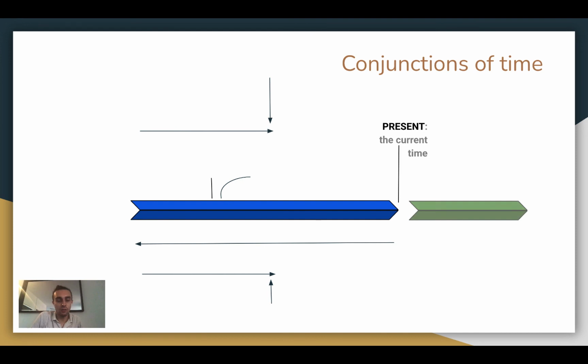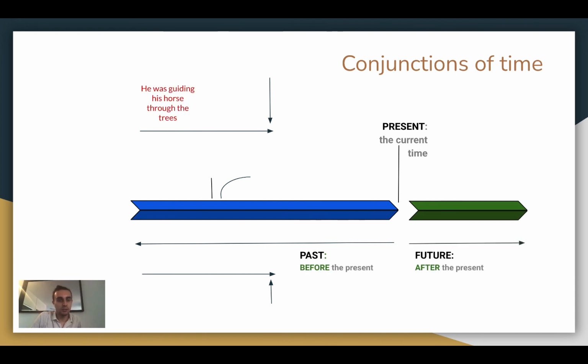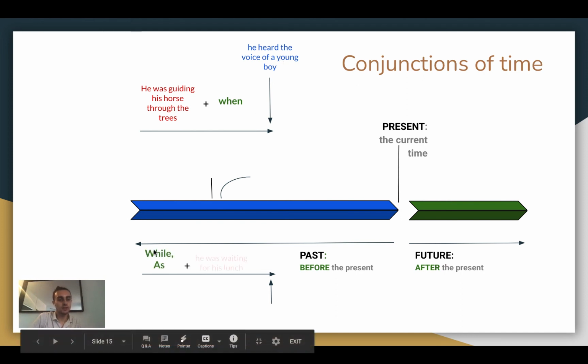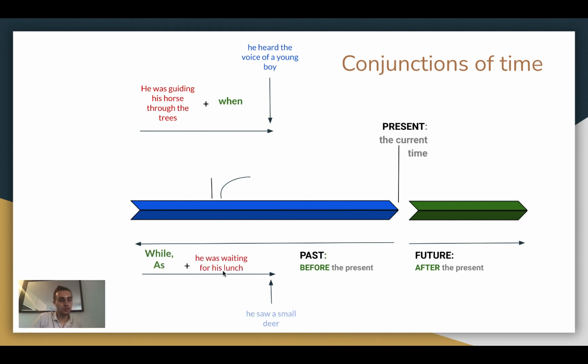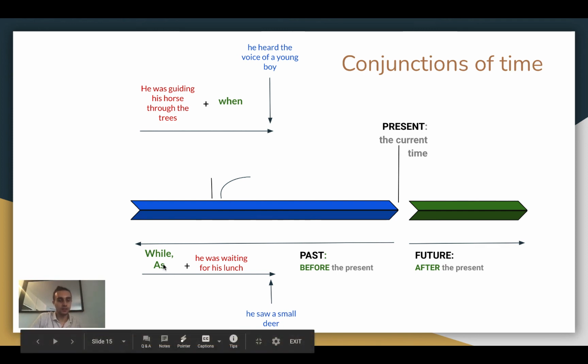So this might help. So we have a similar timeline that we used before. And we have, he was guiding his horse through the trees when he heard the voice of a young boy, right? So that's when is used. Join the past continuous and the past simple. While or as he was waiting for his lunch, he saw a small deer, right? So while or as he was doing something, then he saw a small deer, which interrupted, right?